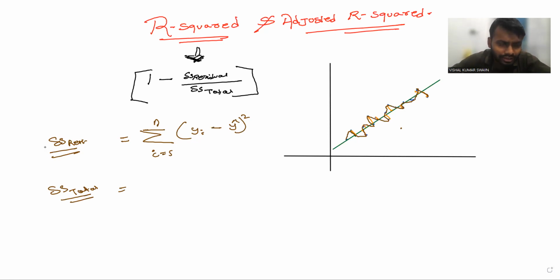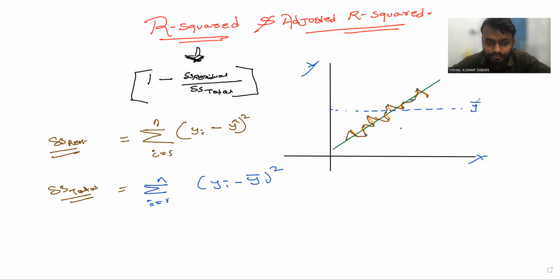It will find the average of y. So let this one be the y and this one the x. We have to find the average of y. Let us assume this is the average of y, and I'm calling it y dash. Right? What is the formula for the sum of the total? Sum from i equal to 1 to n of (y minus y dash) whole square.